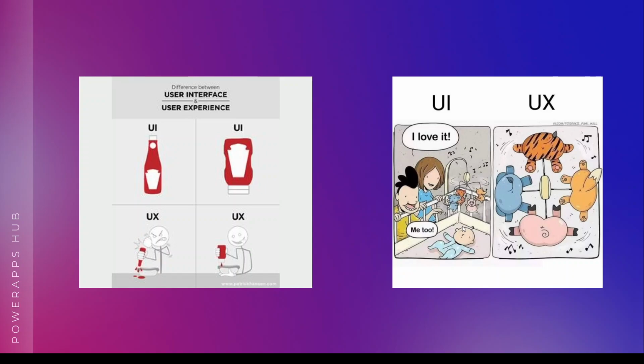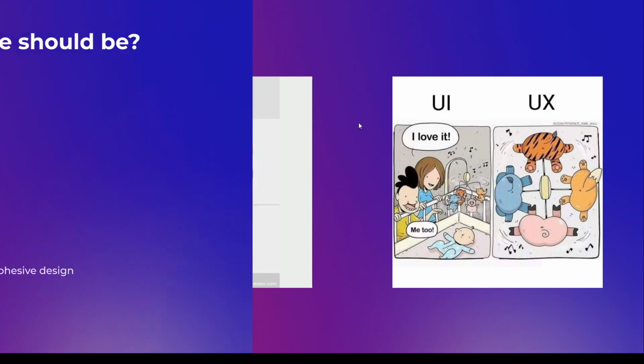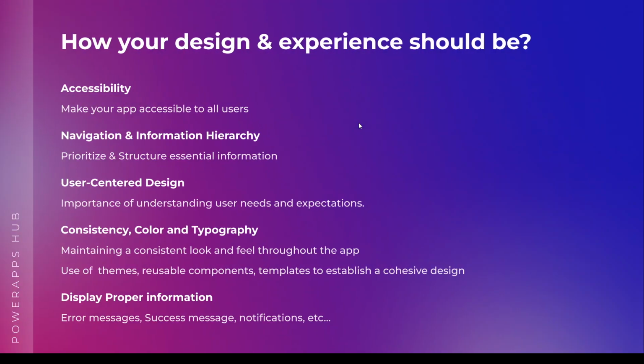The other major important thing in design is accessibility. Design for humans and design for everyone. Then we have the part of how your design and experience should be. First of all, accessibility, which makes the app accessible to all kinds of users. Then we have the navigation and information hierarchy. We have to prioritize and structure the essential information.